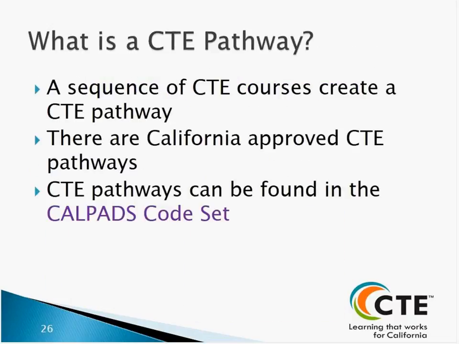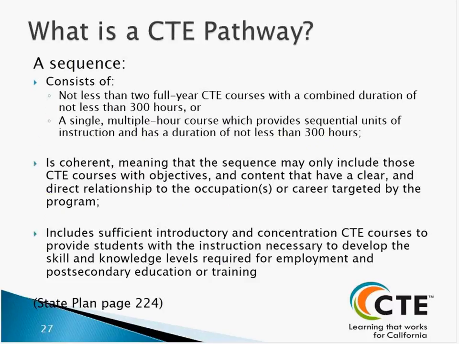So you have all of your local courses, and courses need to fit into a sequence. The sequence needs to be in one of those 58 approved pathways, and those pathways, if you aren't familiar with them, can be found in the CALPADS code set, or could be found on the CDE website. So a sequence of courses needs to be no less than 2 full-year CTE courses with a combined duration of not less than 300 hours, or for those who have an ROP program where you're running a multi-hour course that provides sequential units of instruction and has a duration of not less than 300 hours, that can also be considered a pathway.